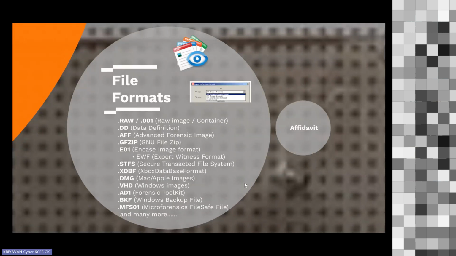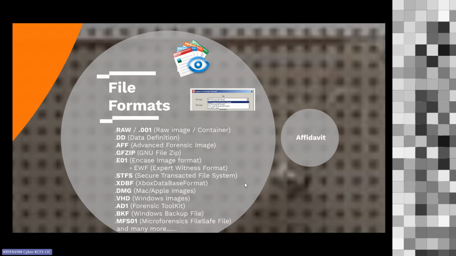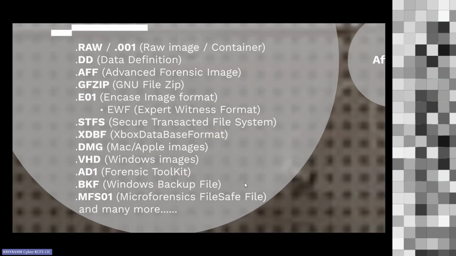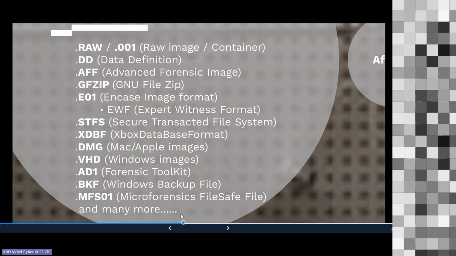So the next keyword is file format. What does it mean? Excel sheet, PPT, document, PDF. That's a file format we know, right? Day in and day out, we use these file formats. But file formats in forensics are E01, AFF, S01, RAW, DD. Many file formats are here. The top 10 file formats are listed here.